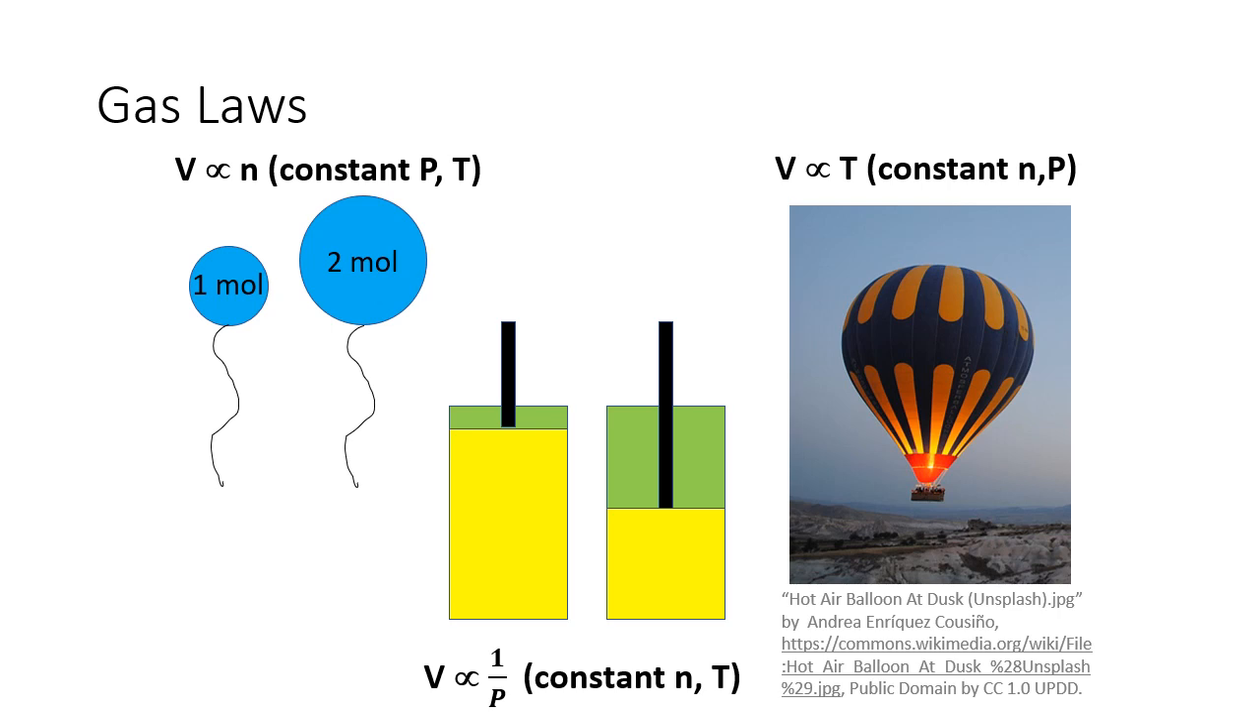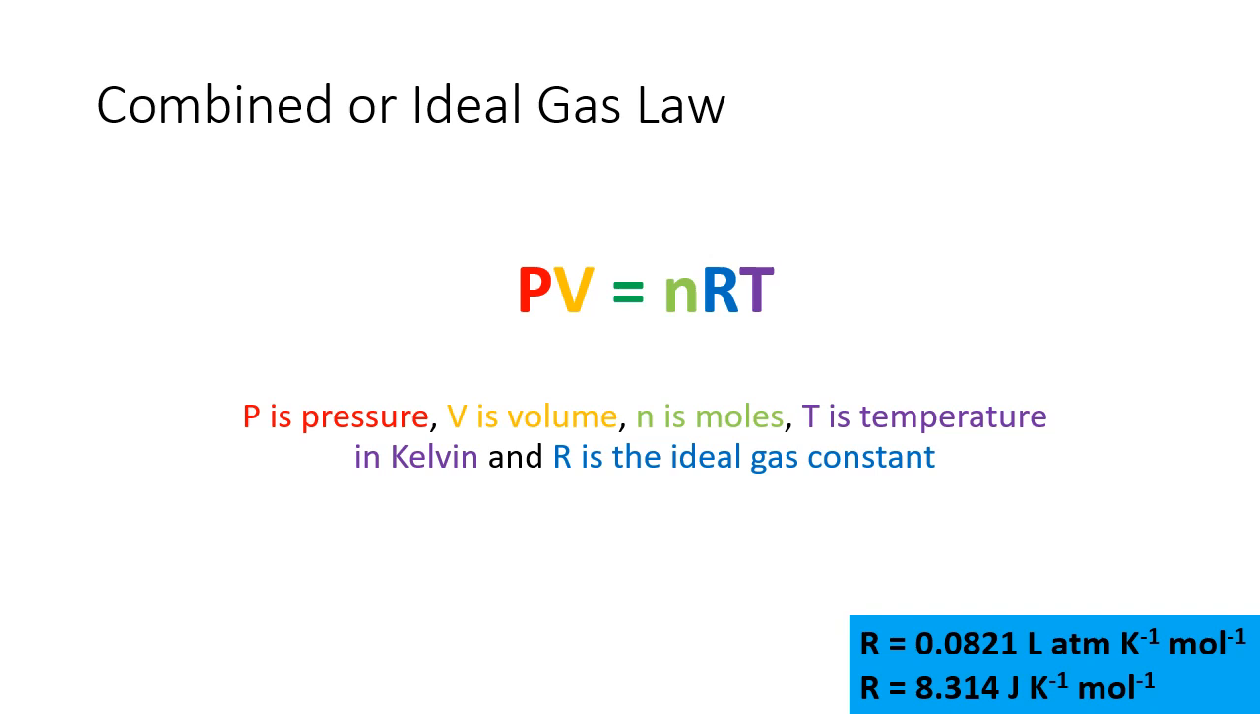We can put all of these together into one thing. That's called the ideal or combined gas law, PV equals nRT, which I remember as PIV-NERT, but most of my classmates in high school remembered it as pervert. Use whatever works for you.